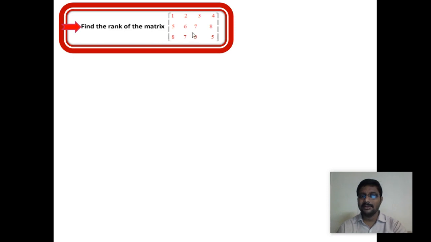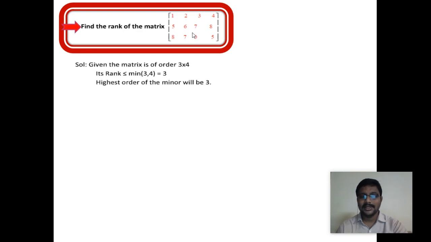The matrix has 3 rows and 4 columns, that is a 3 by 4 matrix. Now we have to find out the rank. Here the rank of the matrix will be less than or equal to the minimum of m comma n. What are m and n here? m is 3 and n is 4. Now the highest order minor will be 3, because the rank of A is less than or equal to 3. So now we will find the determinant of a 3 by 3 matrix, one of the minors, just considering the first three columns.